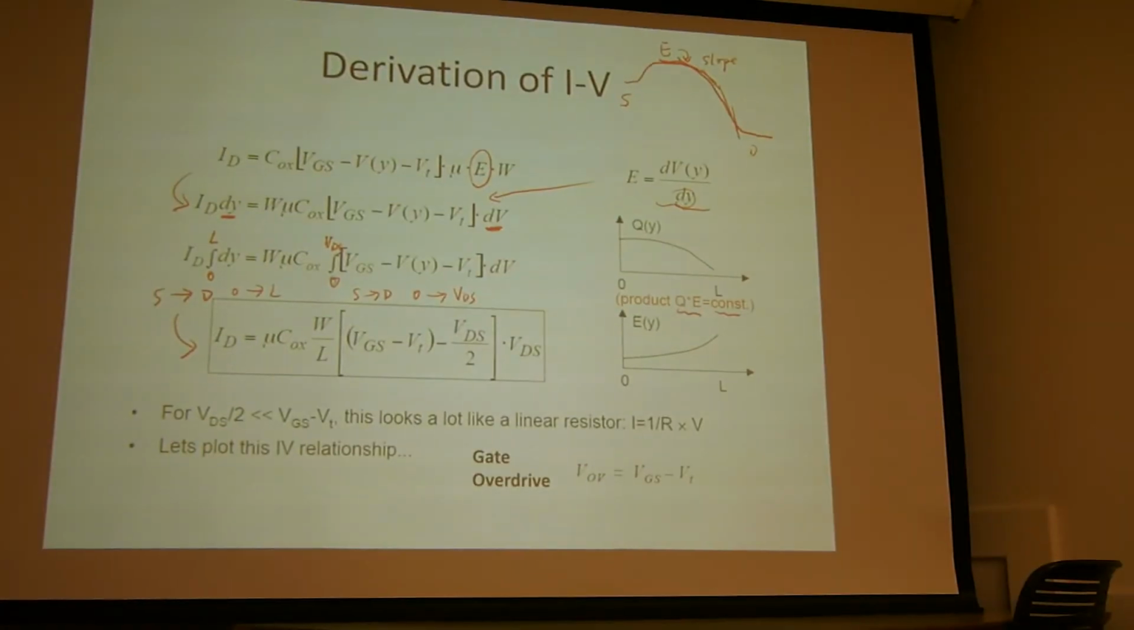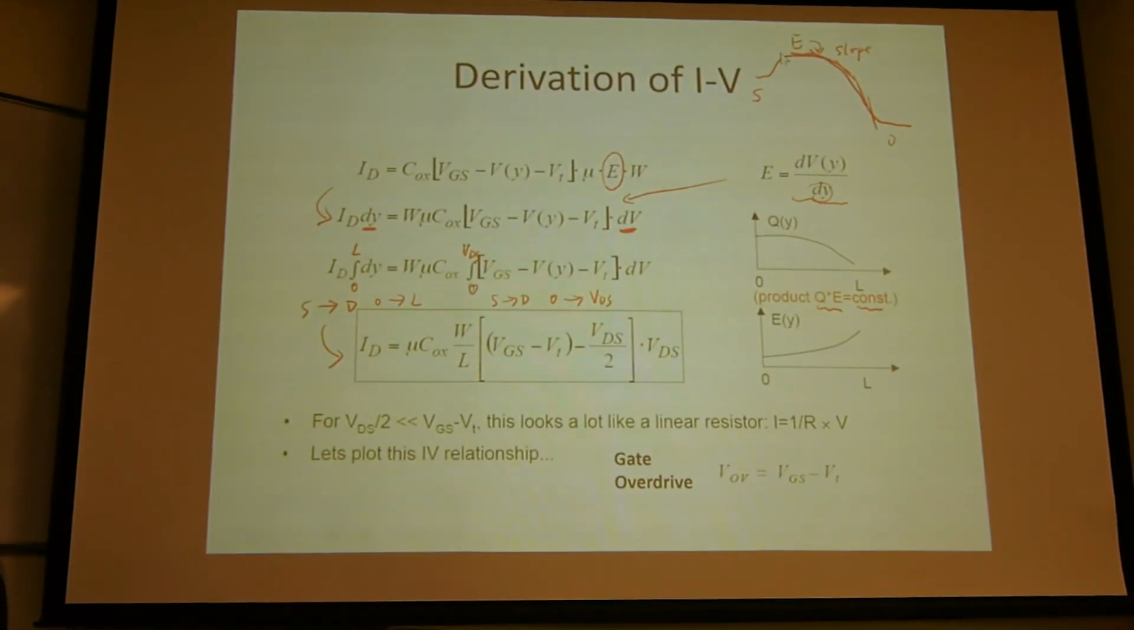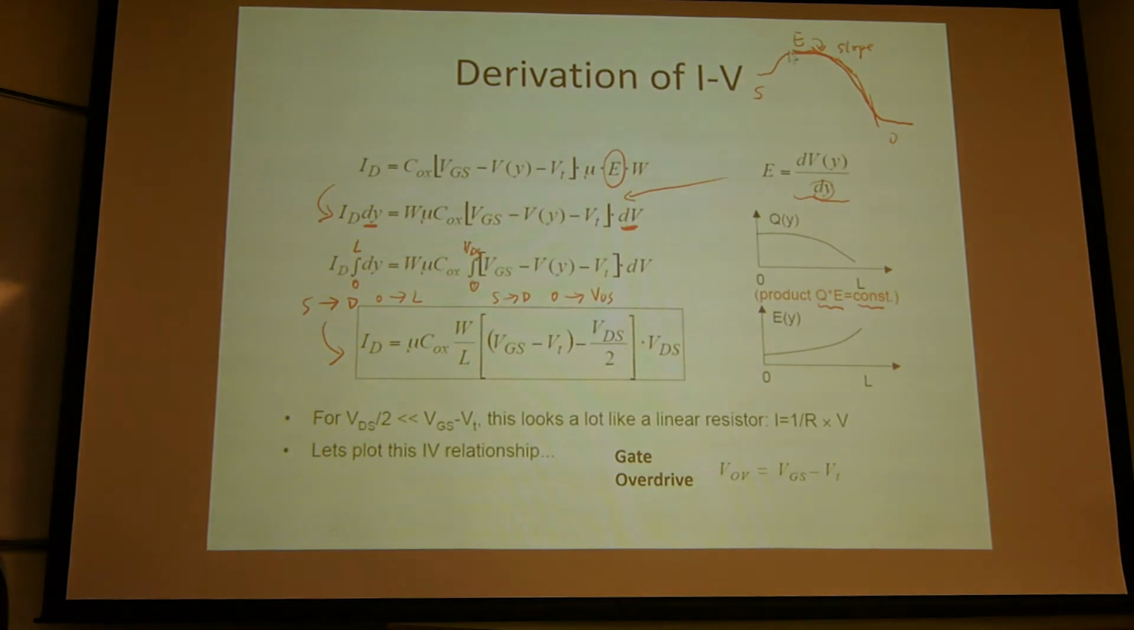Or in other words, towards the source side, you have more electrons, but those electrons move slowly. And then towards the drain side, you have fewer electrons, but those electrons move very fast. So we consider those two facts, right? The product of those two factors determines your current, which is continuous.